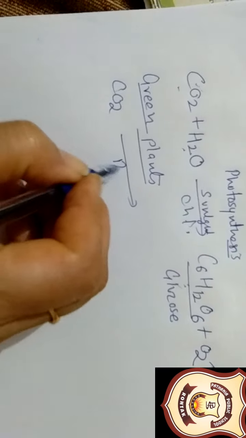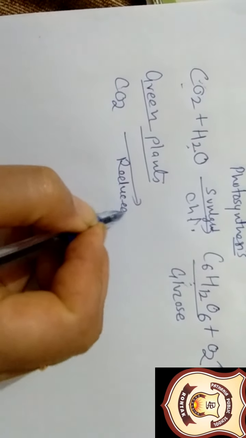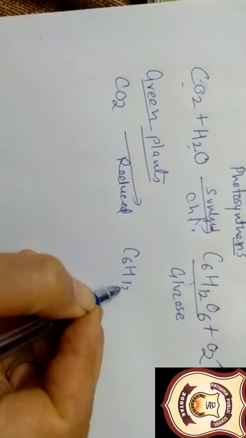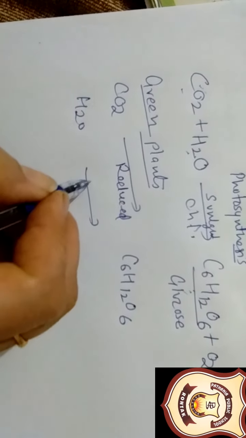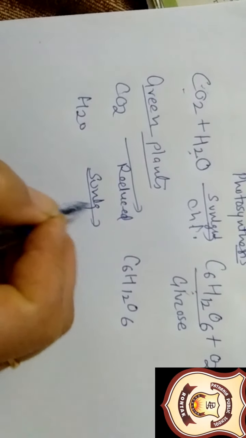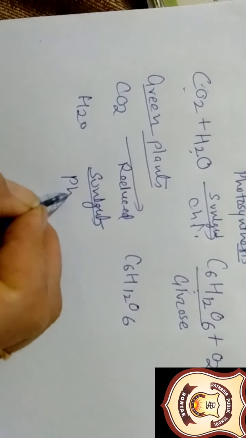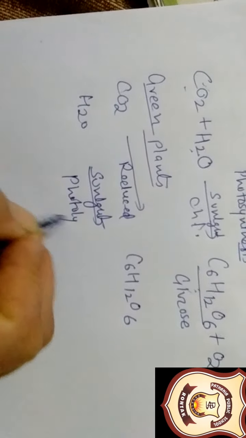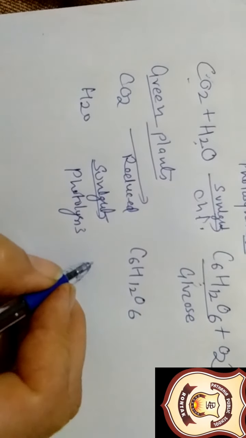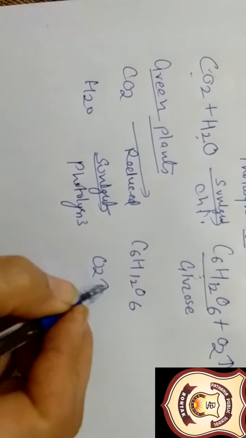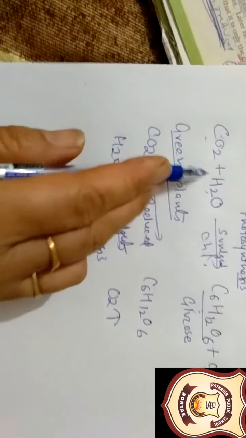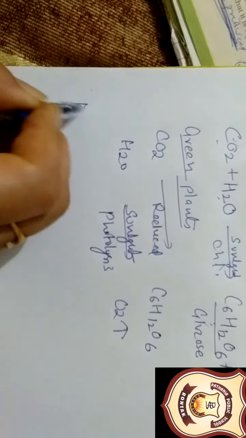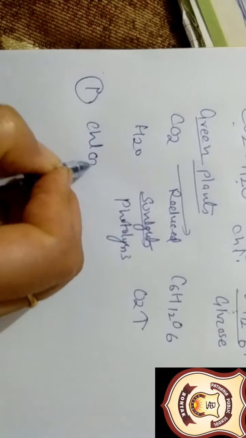And also I have told you that this carbon dioxide will actually be reduced to form carbohydrate, that is C6H12O6, and water will break down in the presence of sunlight, that is the photolysis of water, and then oxygen is produced. Okay, so this is the summary of photosynthesis. Now we are to prove it experimentally.